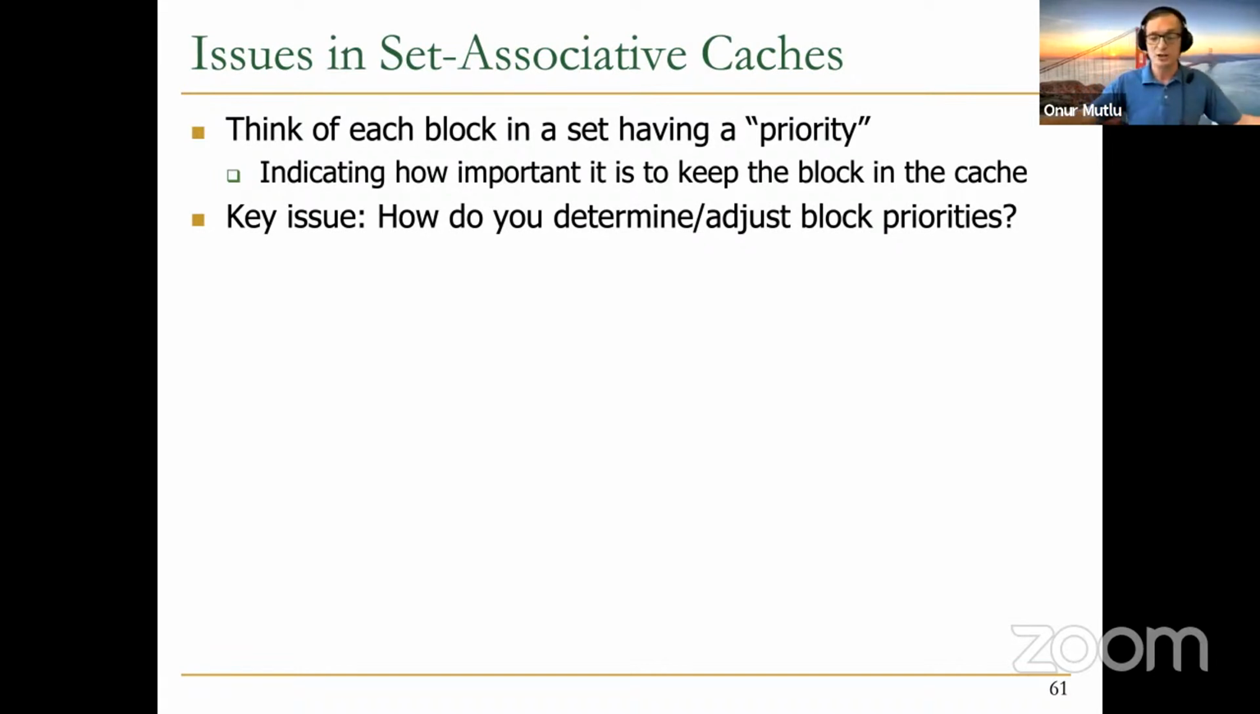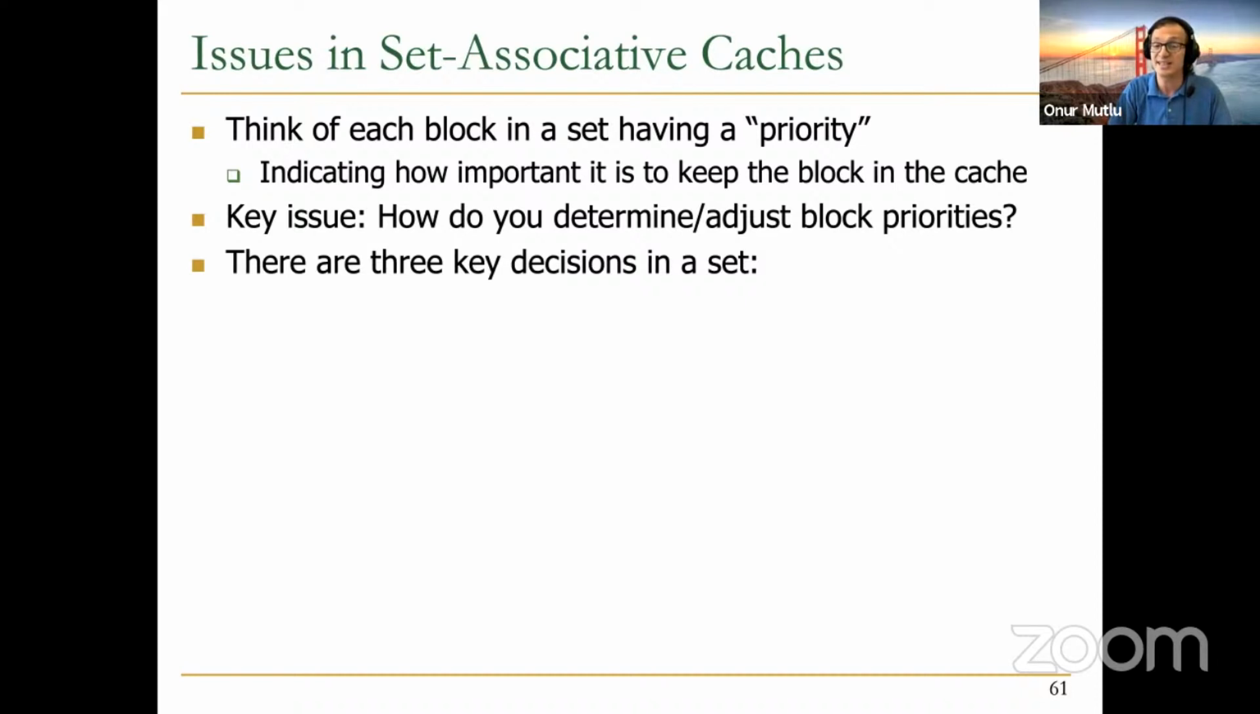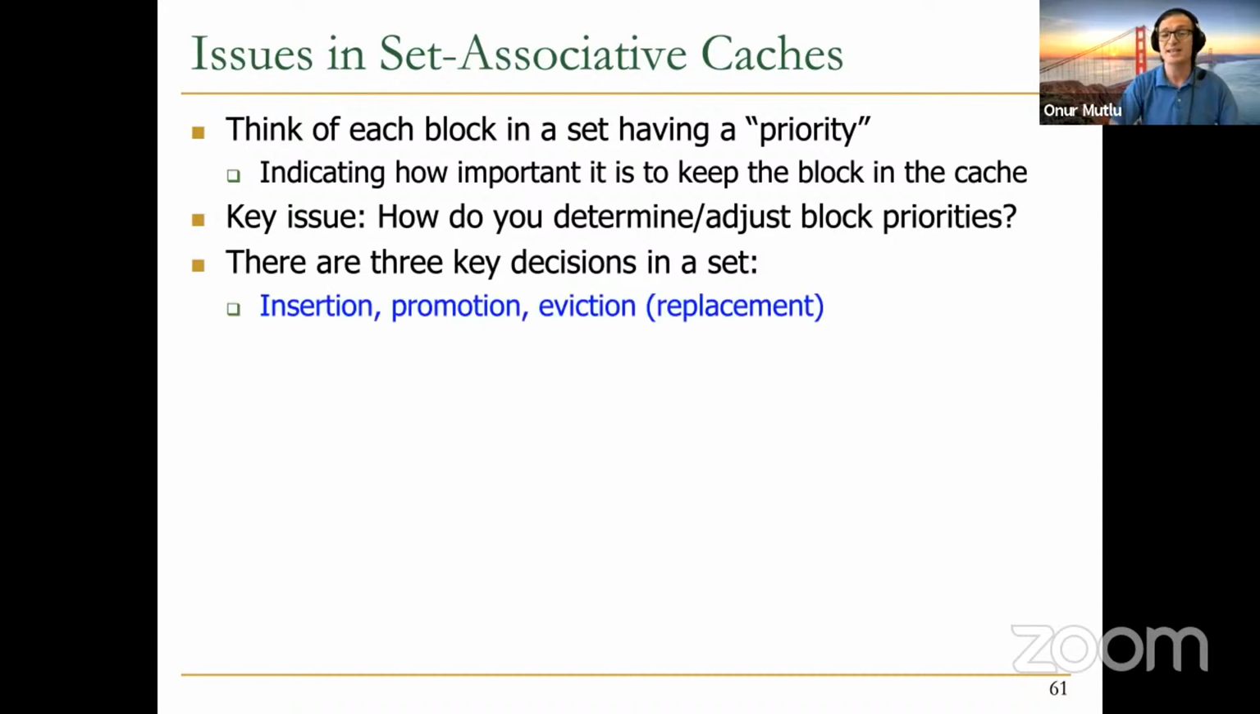Because clearly, let's say you have a fully associative or set associative cache. You have all the blocks used in a set, and you have another incoming block that's different from what is inside the set already. Then the question is, how do you adjust the block priorities? Do you bring the incoming block into the cache by evicting something else, or do you keep the existing blocks in the cache? There are many design choices here, and there are 3 key design decisions in a set, basically. And these are called insertion, promotion, and eviction. Eviction is also a replacement, basically.